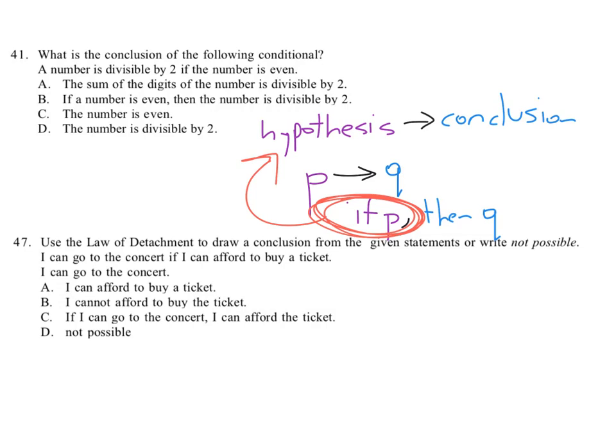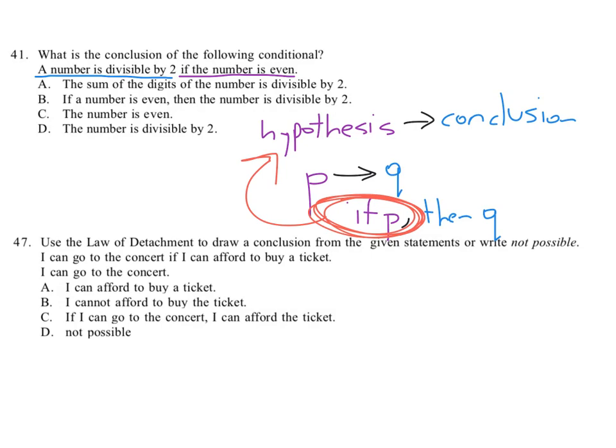They're saying a number is divisible by 2 if the number's even. So we've got the if part first. The if part is always the hypothesis. If you have the if and then a statement, that is the hypothesis. So if you know that this is the case, the number is divisible by 2.